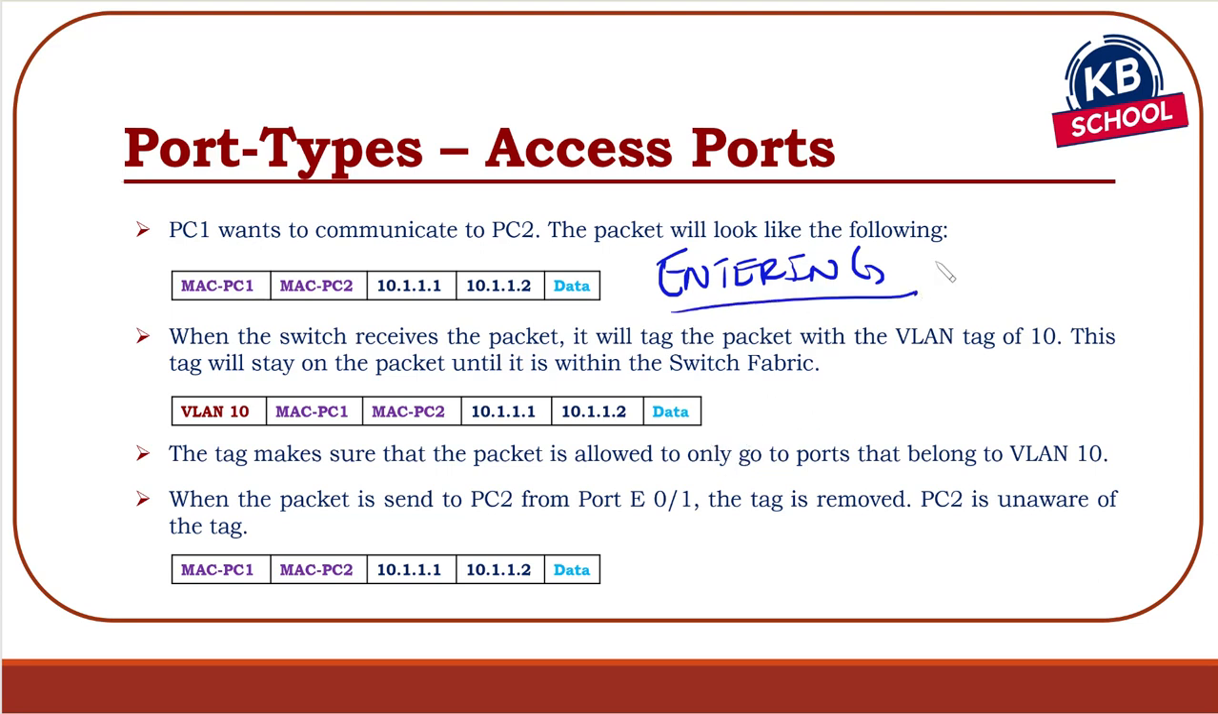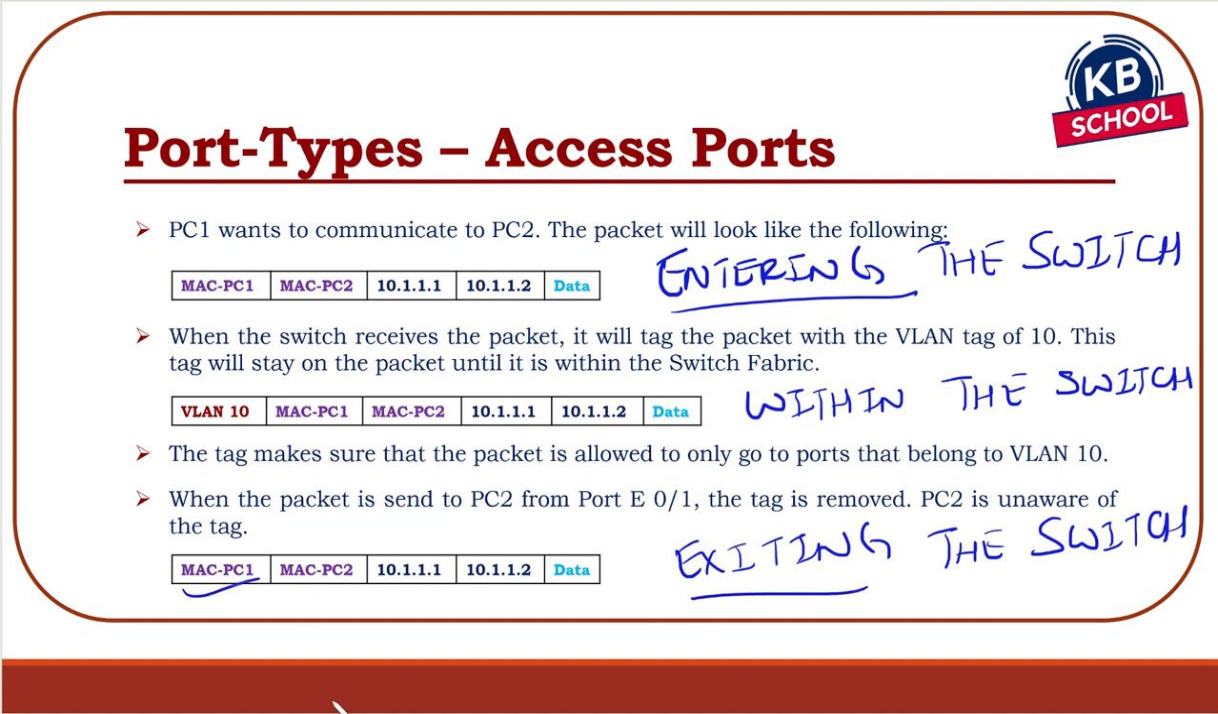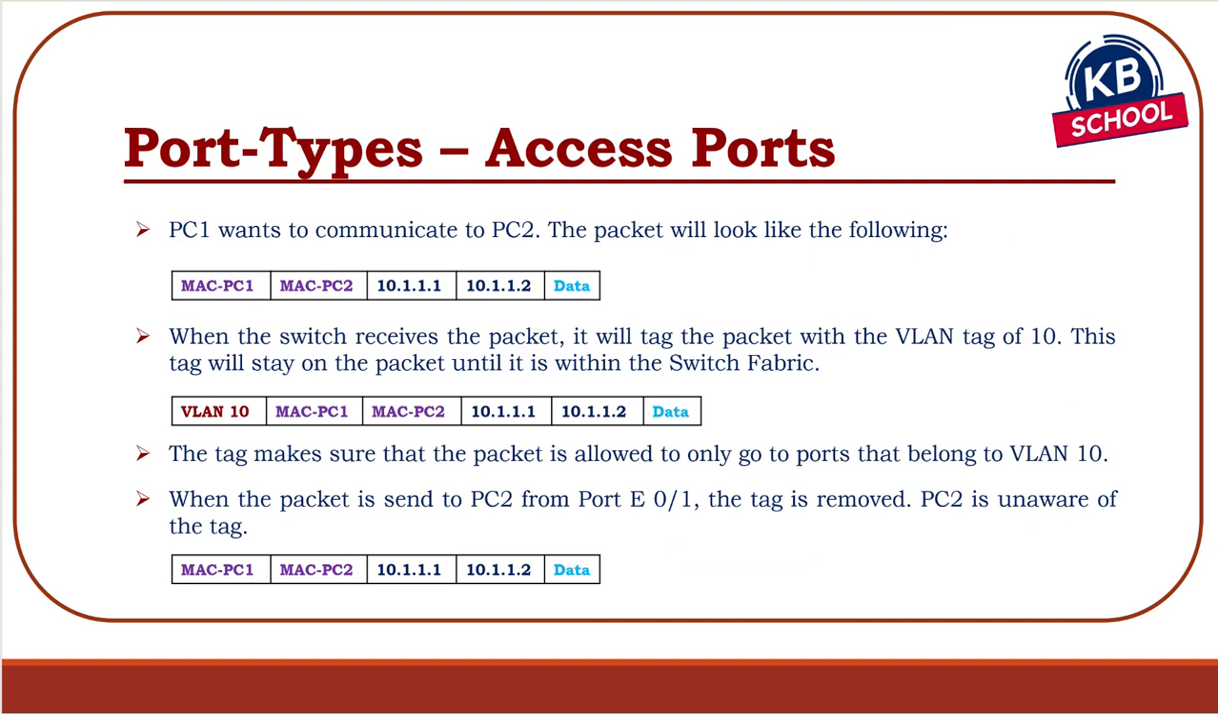So this is entering the switch. This is within the switch. And this is exiting the switch. Once it exits, it goes back to normal. So entering, it looks like this. The switch tags it, keeps it within the switch fabric. When it exits, it's back to normal. All right. Now this is the characteristic of an access port.